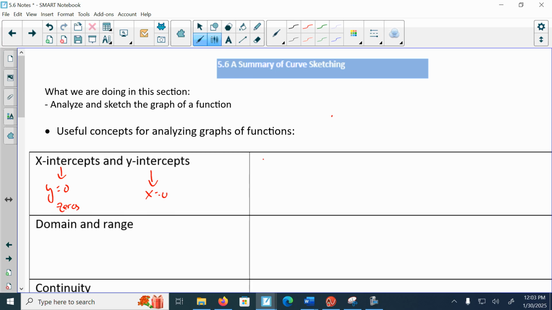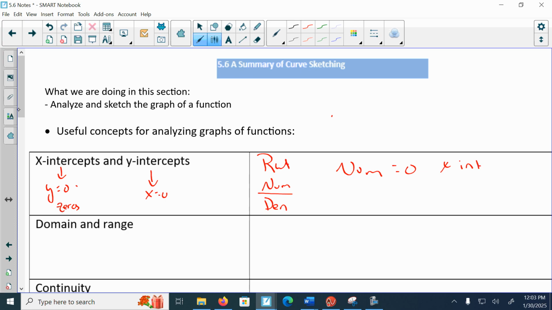If I have a rational function, in other words, a numerator and a denominator, to find the x-intercepts, the zeros, I'm going to set the numerator equal to 0. That is going to give me my x-intercepts. To find my y-intercepts, I'm going to put 0 in for x and solve.